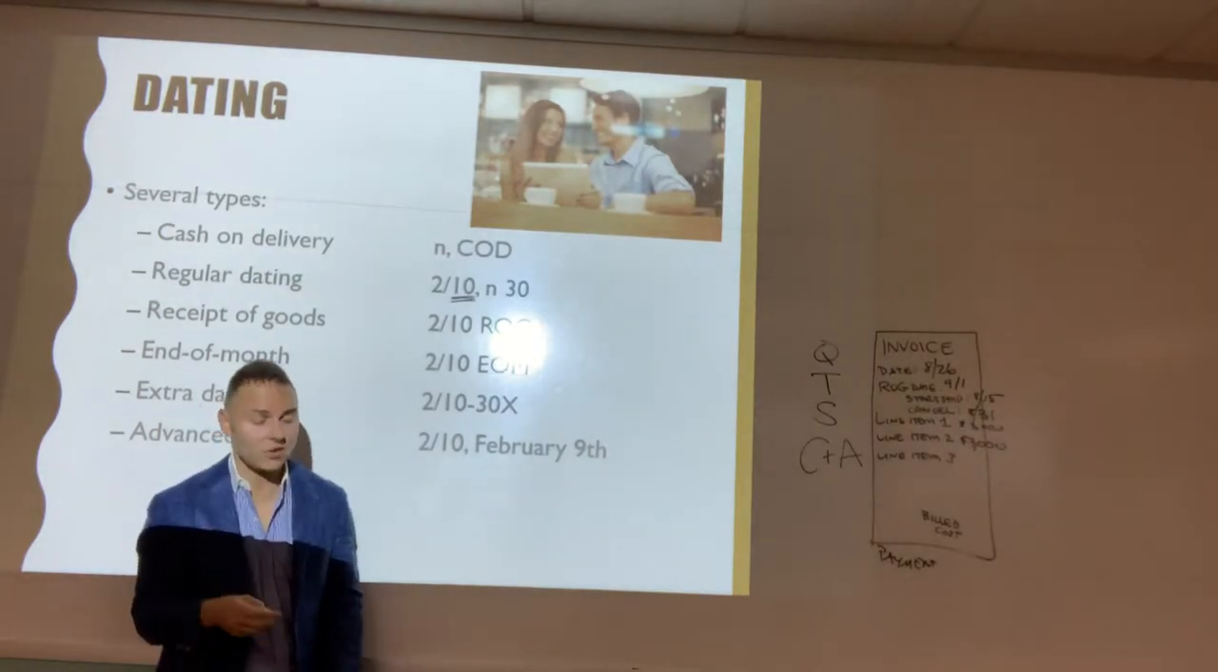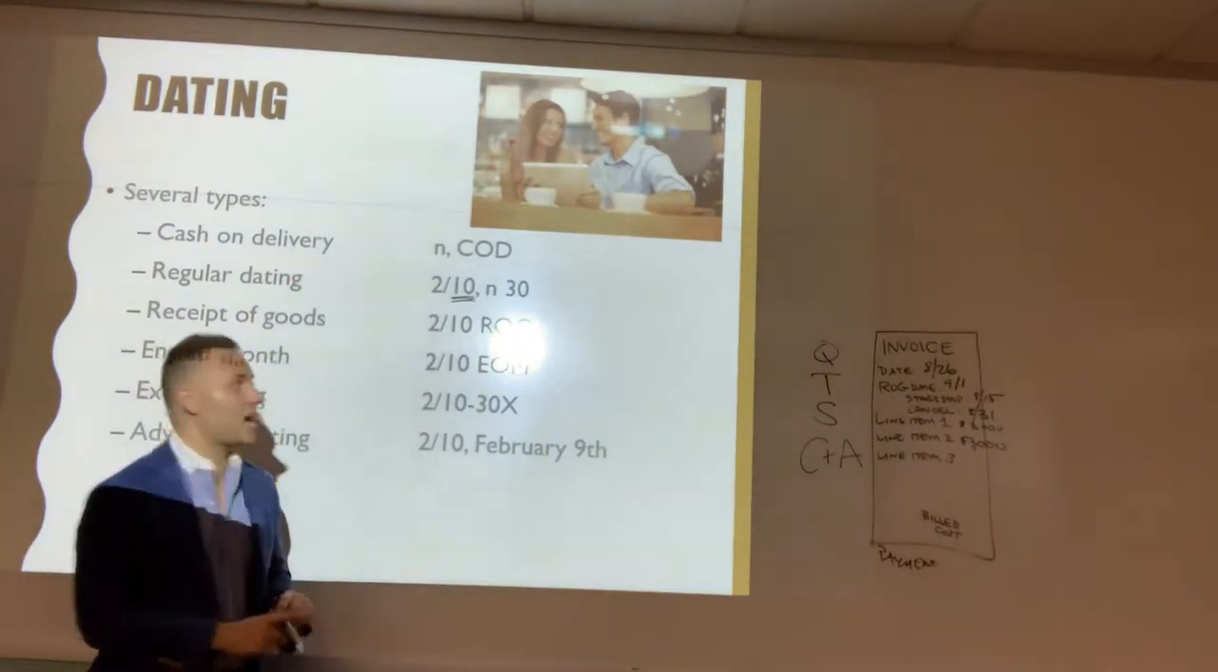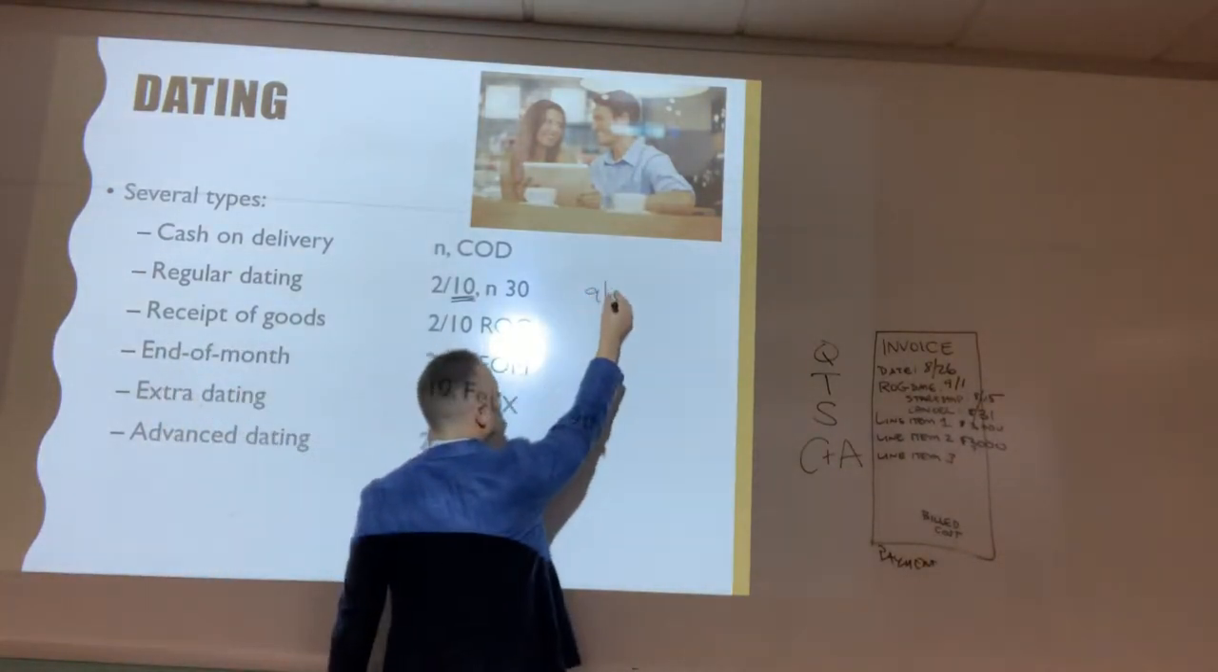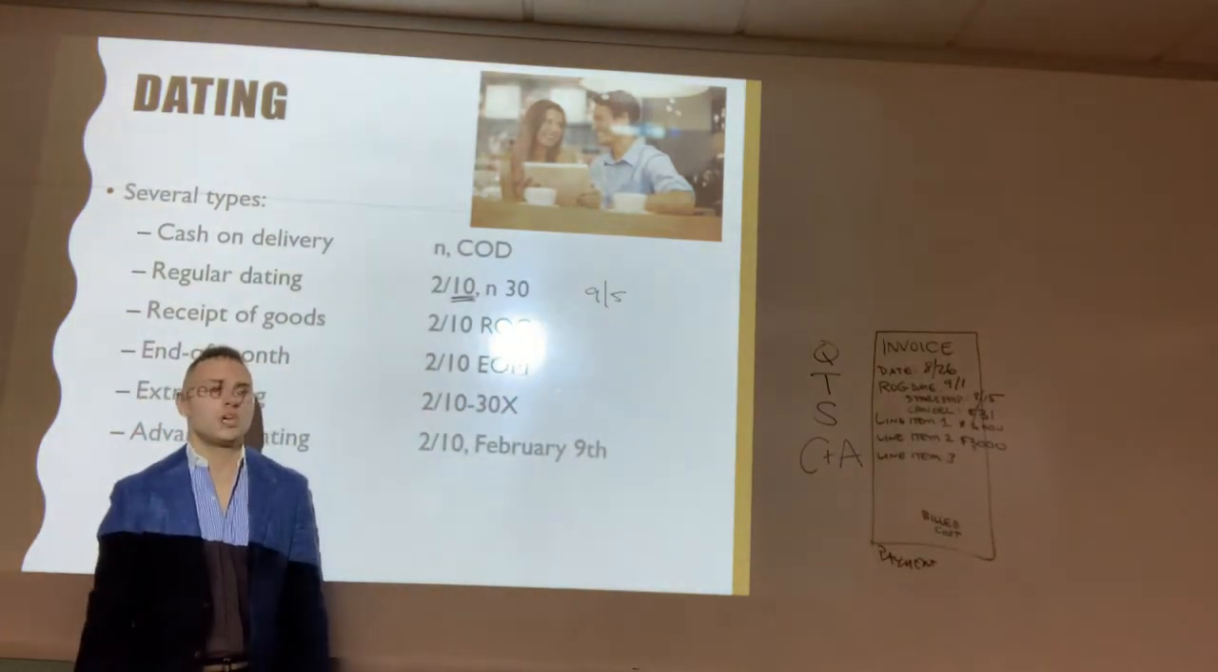7, 28, 29, 30, 31, 1, 2, 3, 4, 5. 9/5? Yeah? Okay. And then I would look up my calendar and make sure 9/5 is not a holiday, because if it's a holiday, you get another day. Okay, so payment would be due September 5th, all right? So if I pay on September 5th, what do I do?